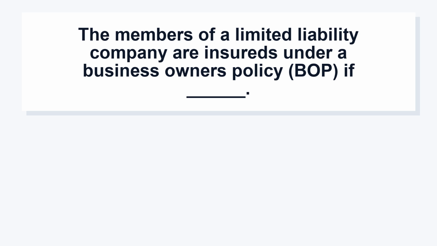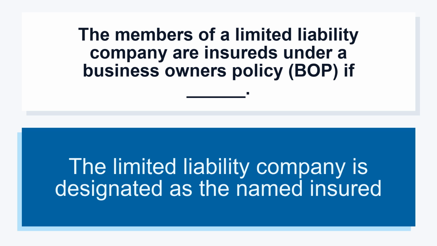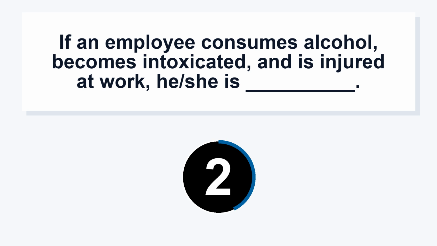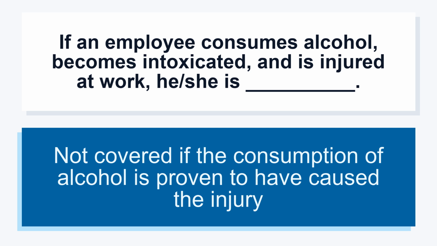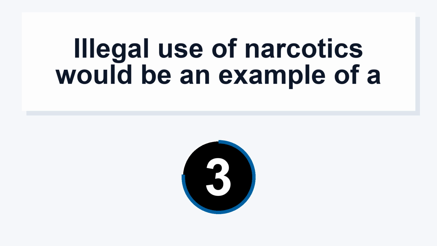The members of a limited liability company are insured under a business owner's policy, BOP, if the limited liability company is designated as the named insured. If an employee consumes alcohol, becomes intoxicated, and is injured at work, she is not covered if the consumption of alcohol is proven to have caused the injury. Illegal use of narcotics would be an example of a moral hazard.